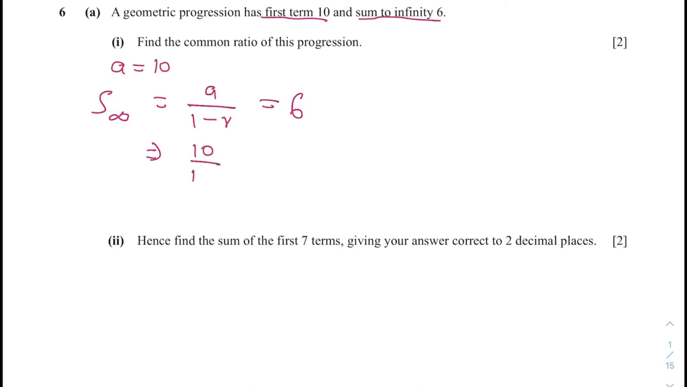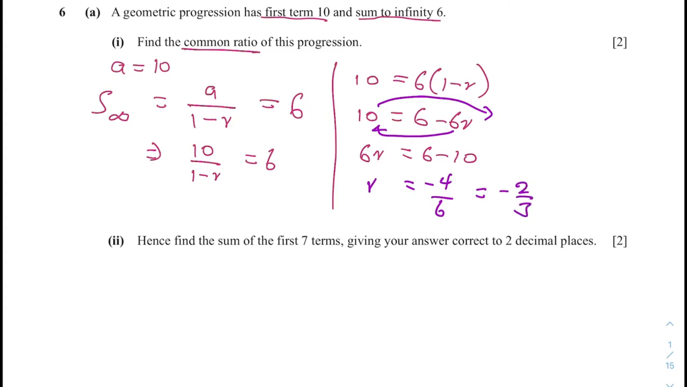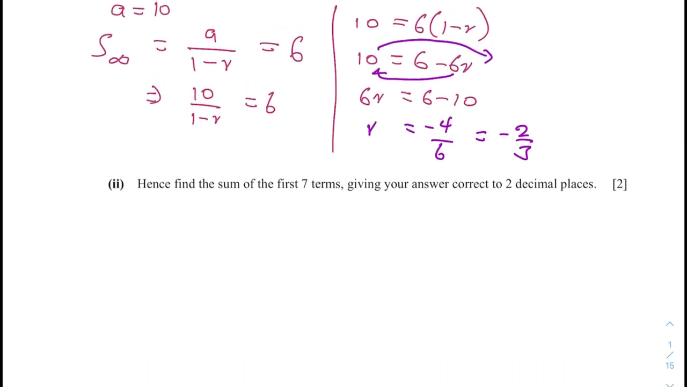Fine, but we said that a is 10, so we have 10 over 1 minus r is equal to 6. And what do they want us to find? Find the common ratio, that is r. Okay, so that means that we have 10 is equal to 6 into 1 minus r, which is 10 equals 6 minus 6r. So we have 6r is equal to 6 minus 10. What I did was to bring this one here and then bring this one there. So you have your r is equal to negative 4 over 6, which is the same as negative 2 over 3. Okay, so that is your common ratio for 2 marks.